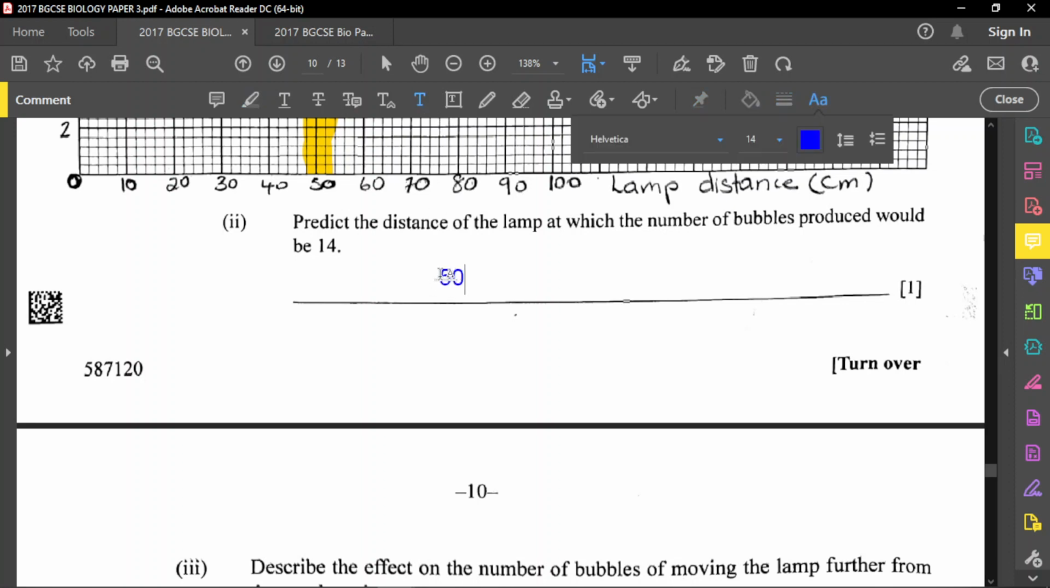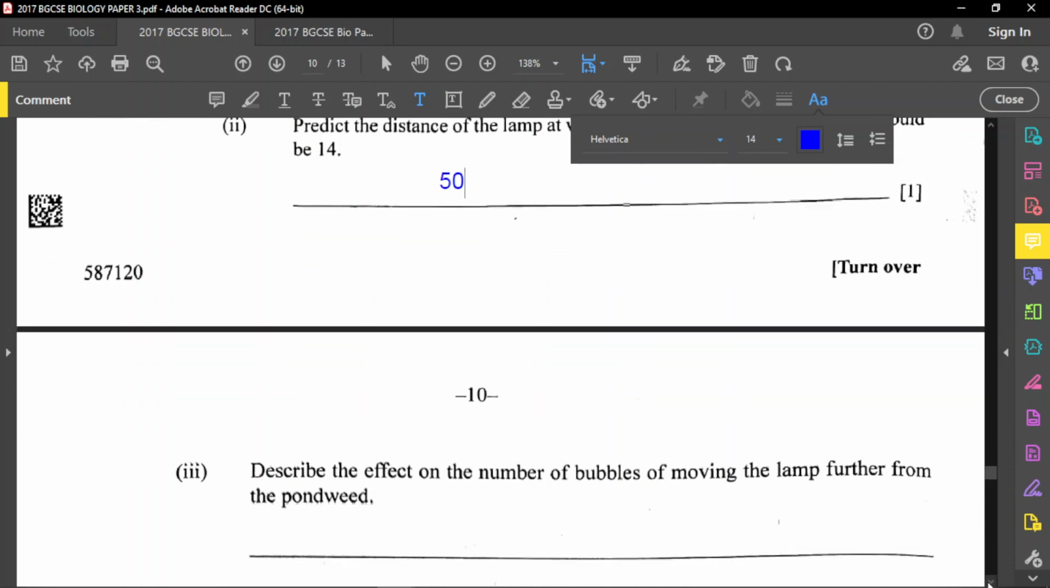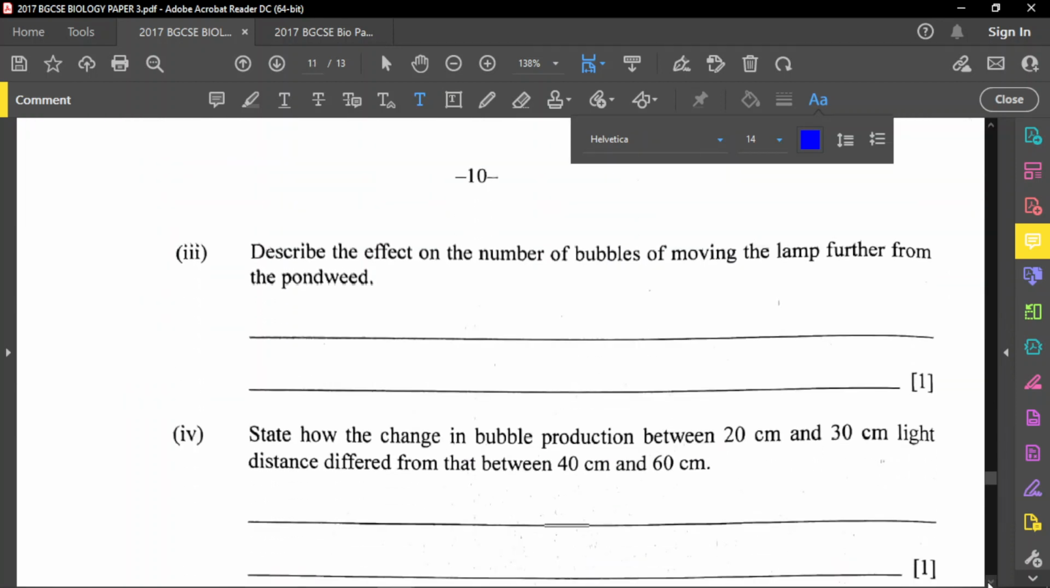All right. So the next part of the question now: describe the effect on the number of bubbles of moving the lamp further away from the pondweed.